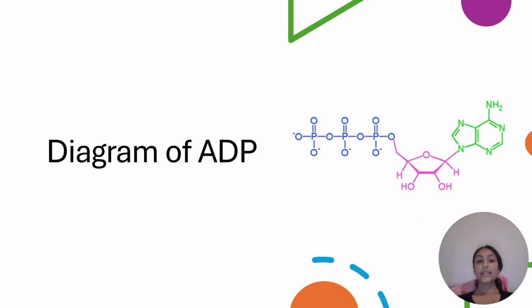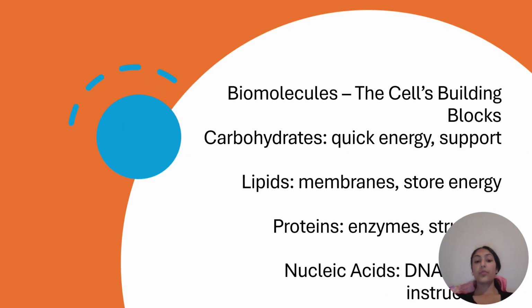The fourth slide is going to be the ATP diagram. You can see that. And the fifth one is going to be biomolecules. It is also called the cell's building blocks. So, biomolecules and their jobs. They have four types. First one is carbohydrate, which is rice. Whenever you eat rice or something like that, you get very energetic, where you get very quick energy support.